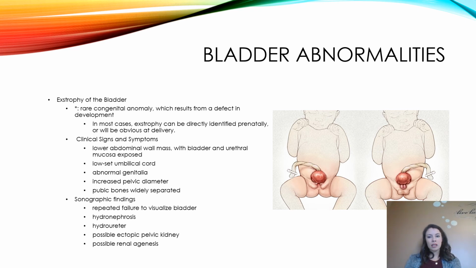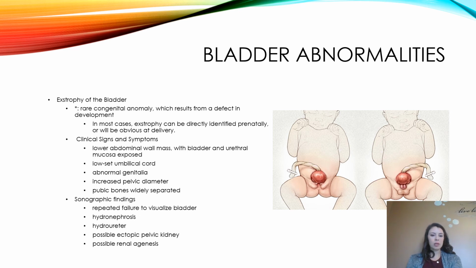Exstrophy of the bladder is the last bladder abnormality, and this is a rare congenital anomaly which results from a defect in development. In most cases, exstrophy can be directly identified prenatally, or it will be obvious at delivery because the bladder is completely outside of the body.